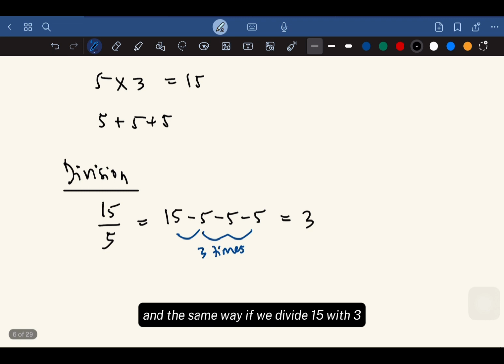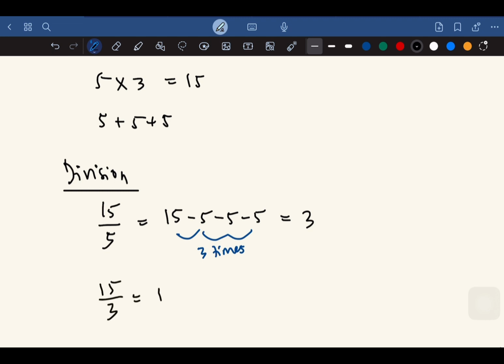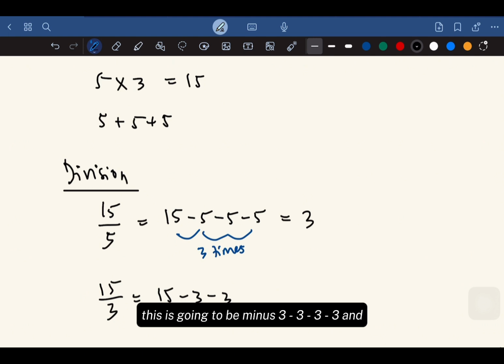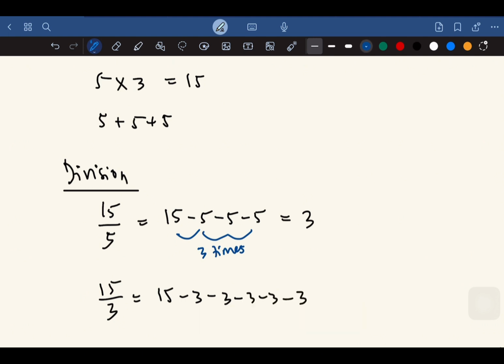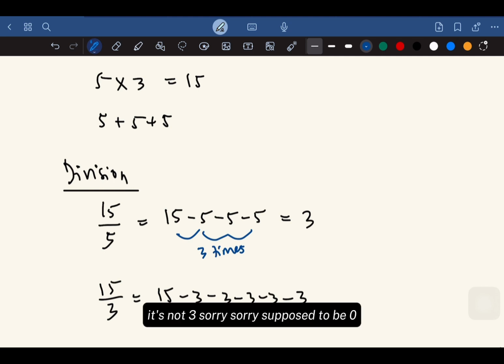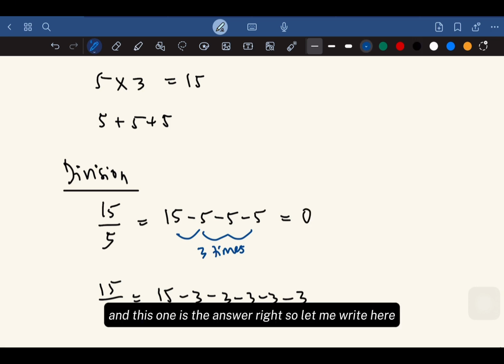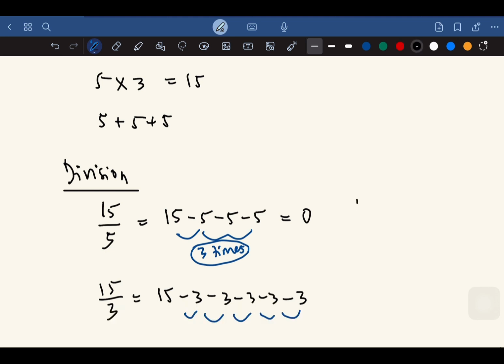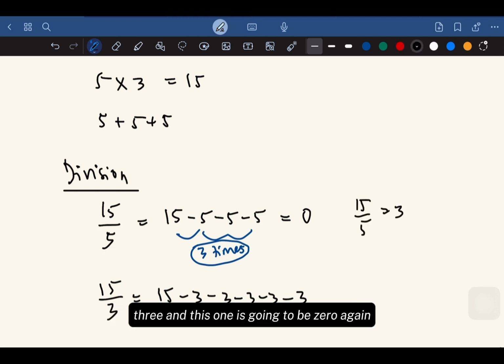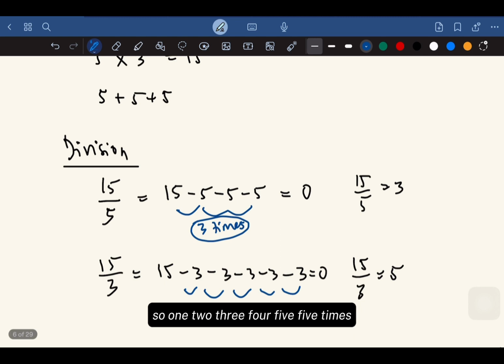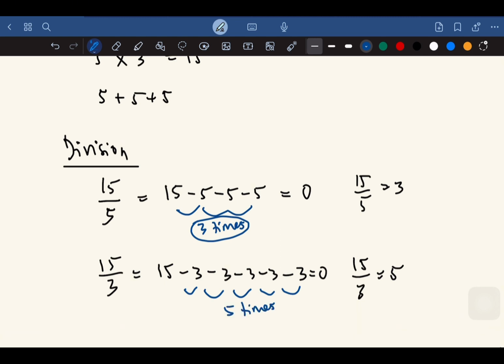So it should be equal to 3. And the same way, if we divide 15 by 3, this is going to be minus 3, minus 3, minus 3, minus 3, minus 3, until it's 0. And this one is the answer. So let me write here. It's 3, and this one is going to be 0 again, and this is going to be 5 because it's 5 times. So 1, 2, 3, 4, 5 times.